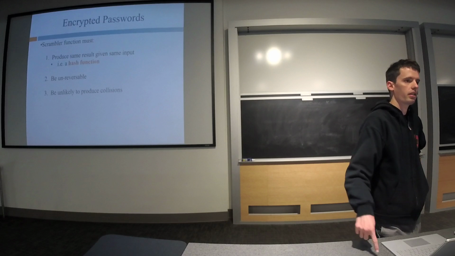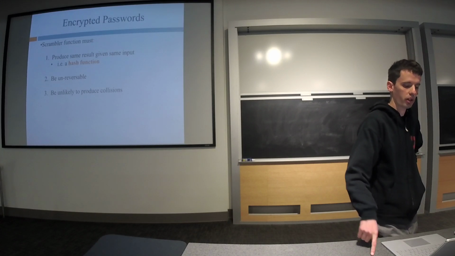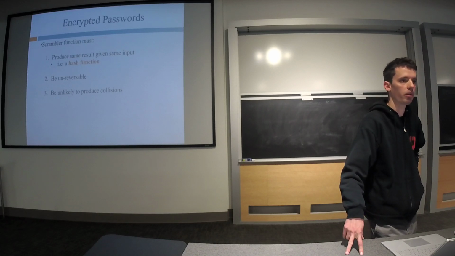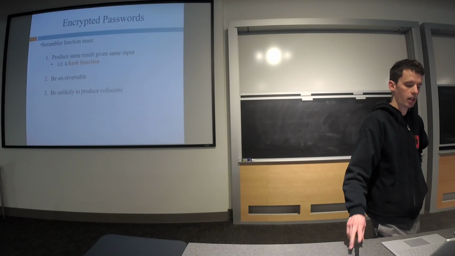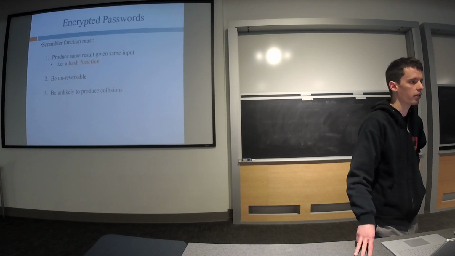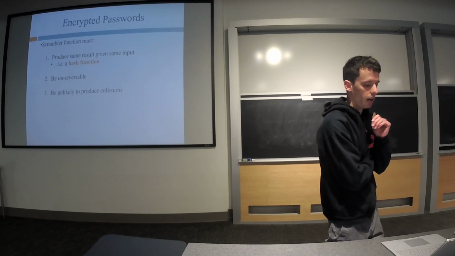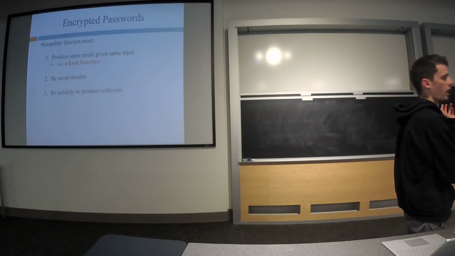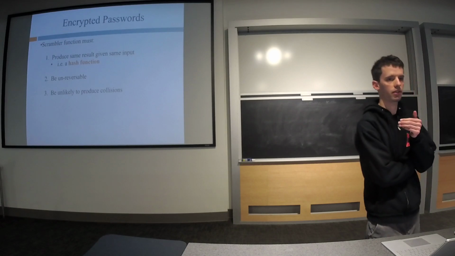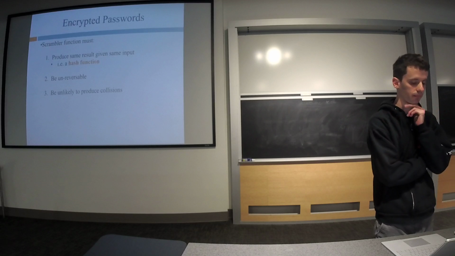So in other words, it's a hash function. It has to produce the same result given the same input, just like a hash function. It has to be irreversible, and it has to be very unlikely to produce collisions. So whatever this function, this scrambler, is, it has to follow these three rules. Basically, from now on, we'll call it a hasher.